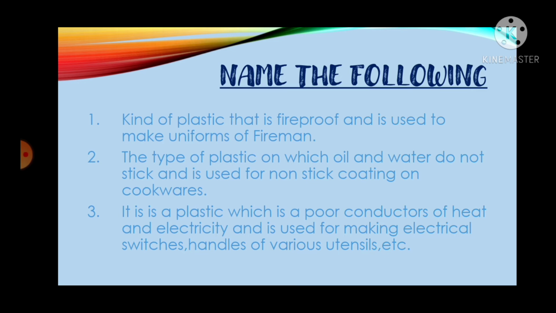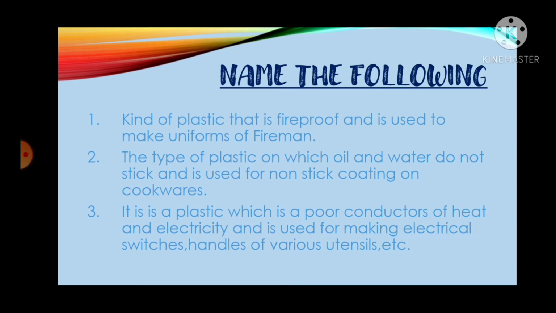The type of plastic on which oil and water do not stick and is used for non-stick coating on cookwares. Answer would be Teflon. Teflon is a special plastic on which oil and water do not stick. It is used for non-stick coating on cookwares. Third, it is a plastic which is a poor conductor of heat and electricity and is used for making electrical switches, handles of various utensils, etc. Answer would be bakelite. Bakelite is a poor conductor of electricity and is also used for making electrical switches, handles of various utensils, etc.